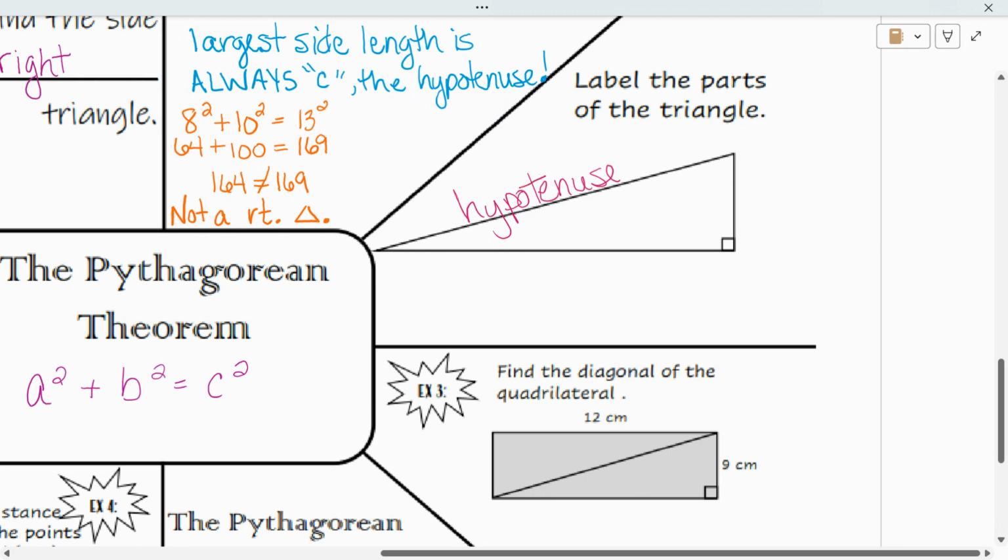And A and B, A is the base, the flat part, and B is the part that goes vertically. Okay, what do we call those? They're called the legs. Good job. And then we talked about this little box. What do we call this? Yeah, it's the right angle. It represents 90 degrees.